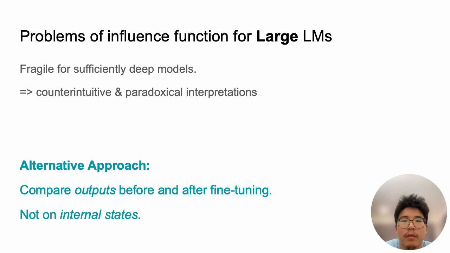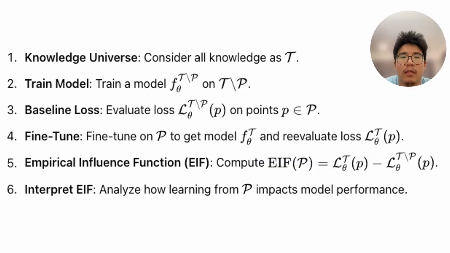Therefore, this paper adopts another alternative approach that compares the model's output difference before and after fine-tuning, instead of using an influence function to approximate the change of the model's internal state. In more detail, they start with a model trained on most knowledge except for a specific part that they want to test. They first measure how well the model performs without this new information, and then fine-tune it on the new information, and they can see the difference in performance.